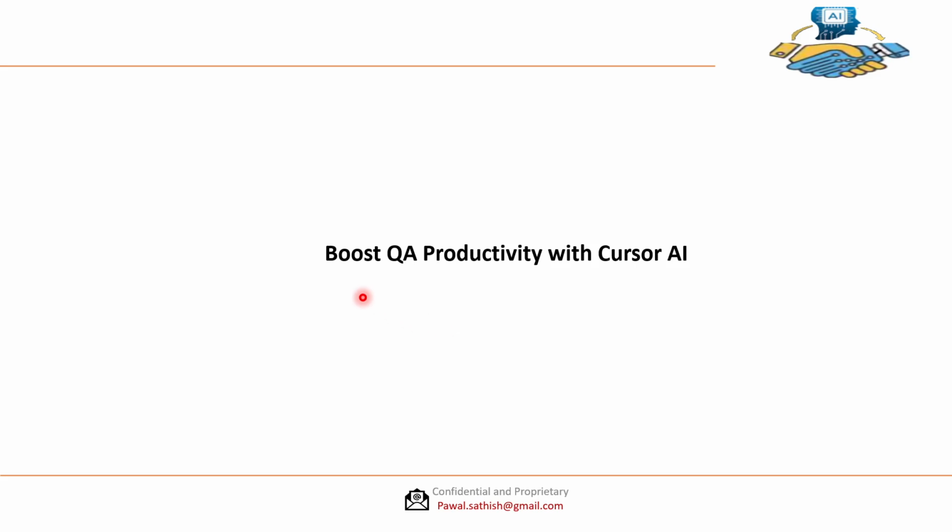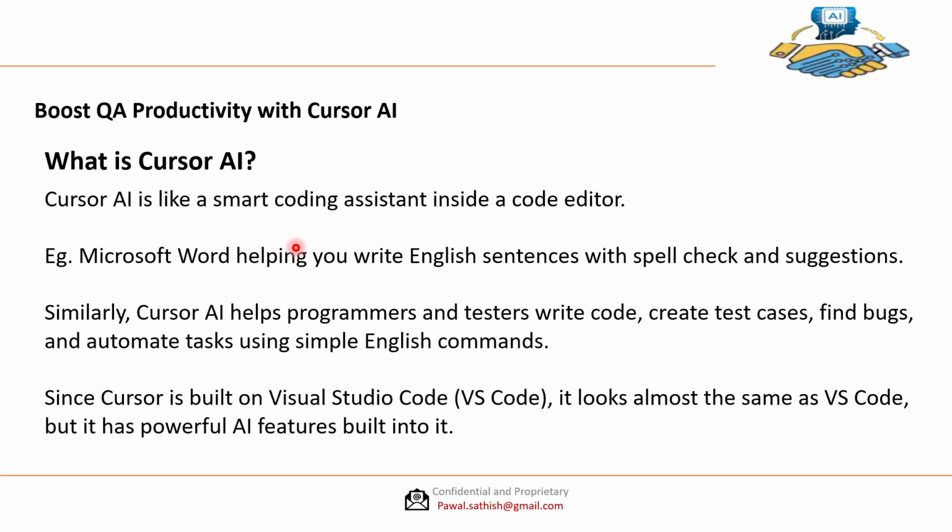In today's session, we'll see how we can use Cursor AI in manual testing so that it increases QA productivity. Before we start, first we'll understand what Cursor AI is. As I mentioned in the last session, Cursor AI is like a smart coding assistant inside a code editor. Here I'll give one example.